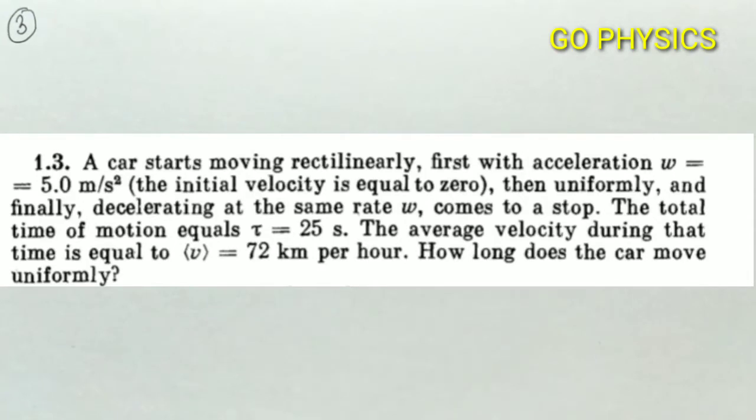Now let's see question number 3. A car moving rectilinearly, first with an acceleration of 5 meter per second square with 0 initial velocity, and then uniformly, and finally decelerating at the same rate and coming to rest. The total time of motion is 25 seconds. The average velocity during the time is equal to 72 km per hour. How long does the car move uniformly?